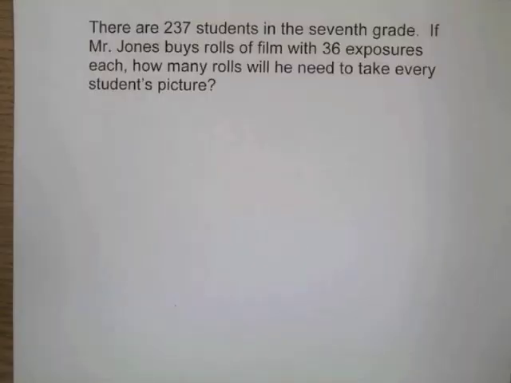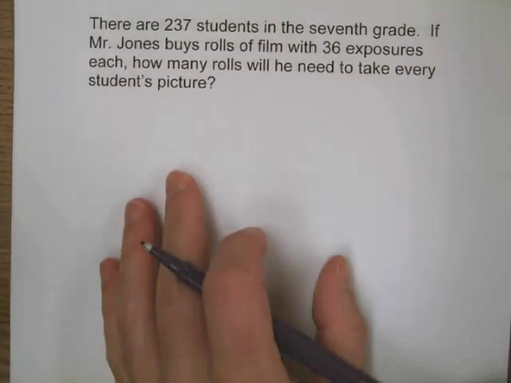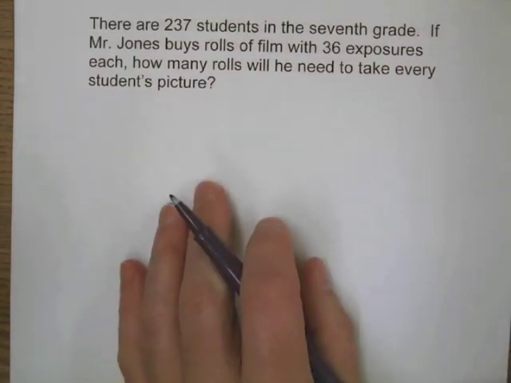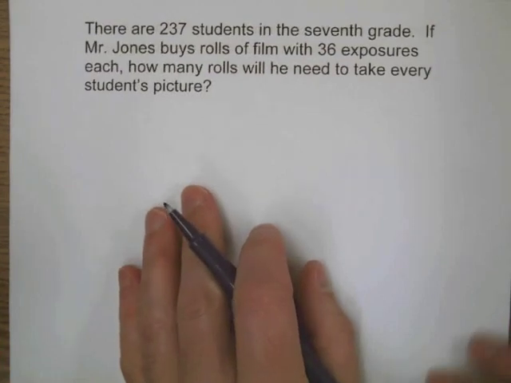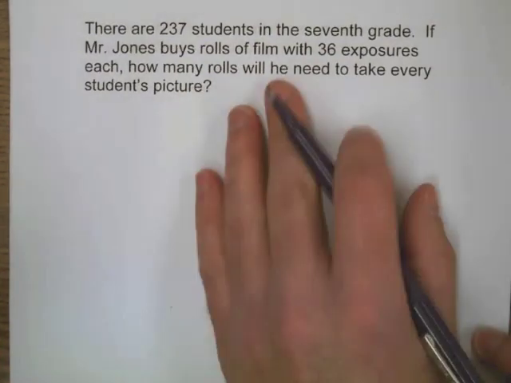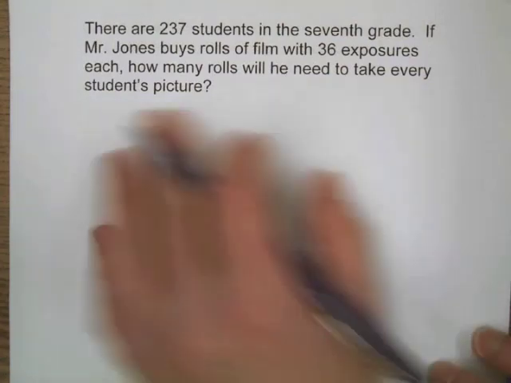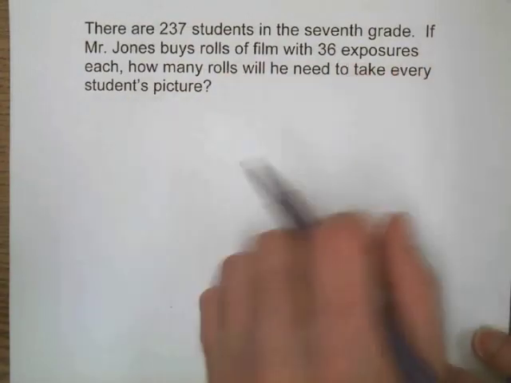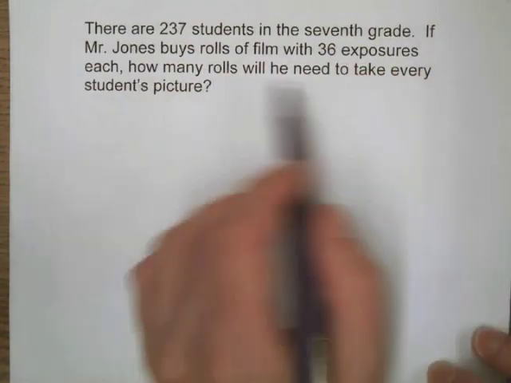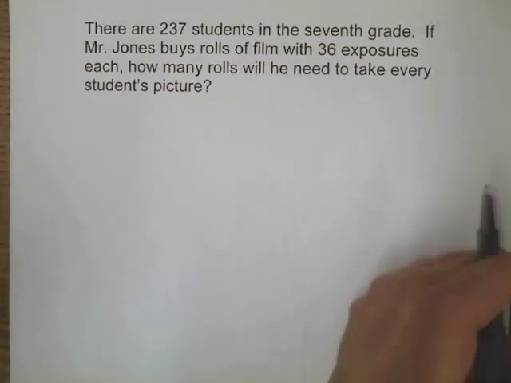Lesson 3-8, Example 2. Our objective is learning to solve problems by interpreting the quotient. There are 237 students in the 7th grade, at least in this problem. If Mr. Jones buys rolls of film, old ancient things that we used to put in cameras, with 36 exposures on each, that's how many pictures can be taken in a single roll of film, how many rolls will we need to take every student's picture?